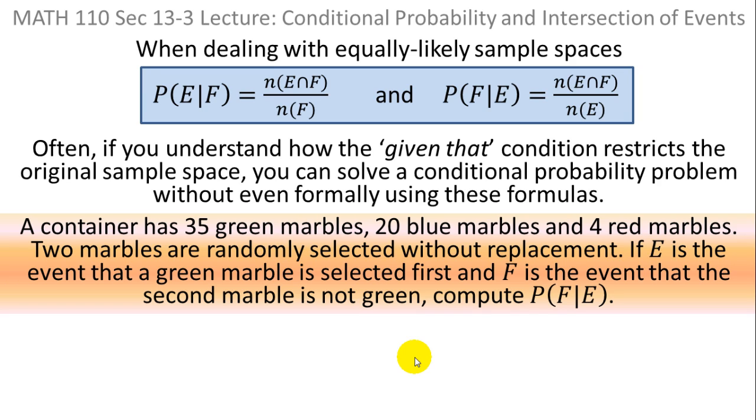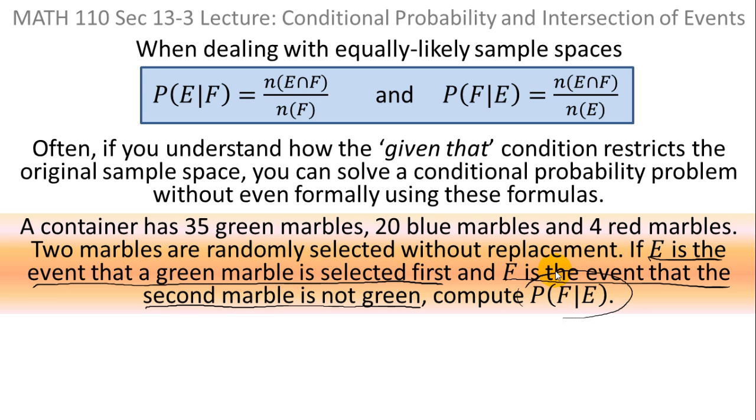This time we've got a container with 35 green marbles, 20 blue marbles, and 4 red marbles. Notice 35 plus 20 plus 4 is 59. So there are 59 marbles in that container. Two of those marbles are randomly selected without replacement. We're going to let E be the event that a green marble is selected first, and we're going to let F be the event that the second marble is not green, which means it could either be blue or red. And we want to find the probability of F given E.